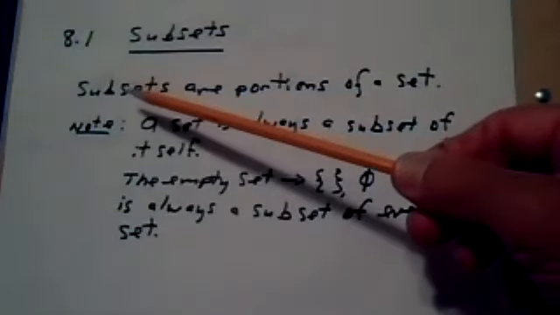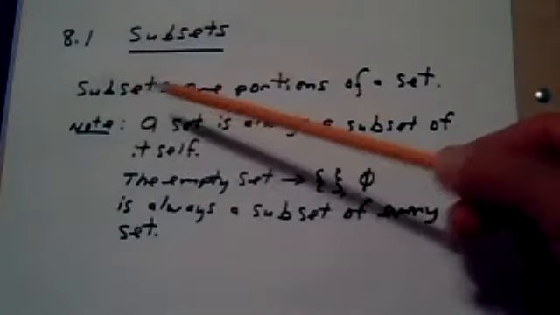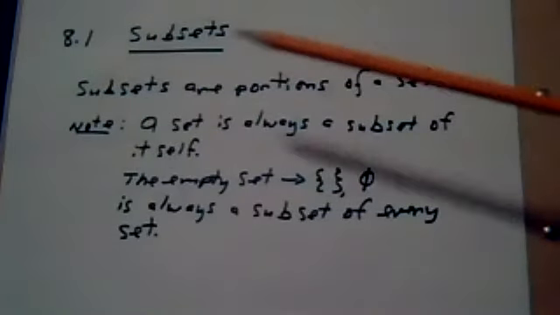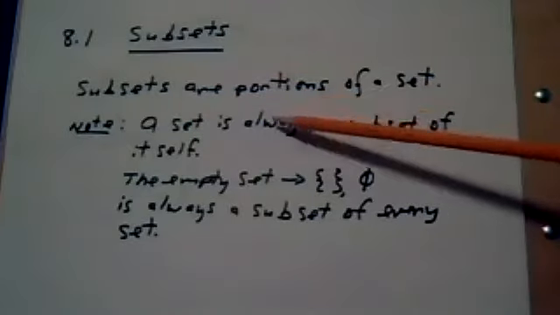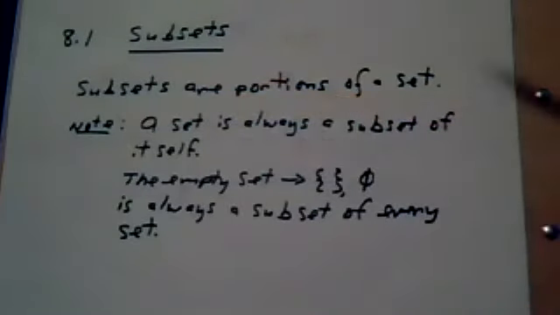The word subset, notice it has the word set, but you say subset. You're talking about a portion of a set, a part of a set. So note, a set is always a subset of itself. A set is always a portion of itself.